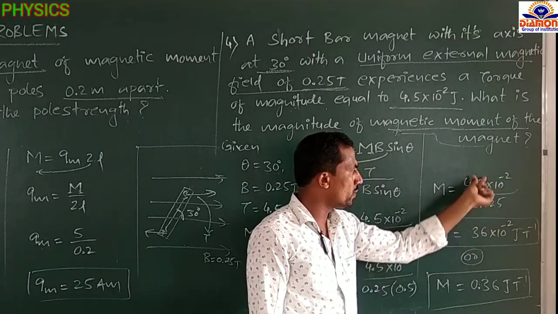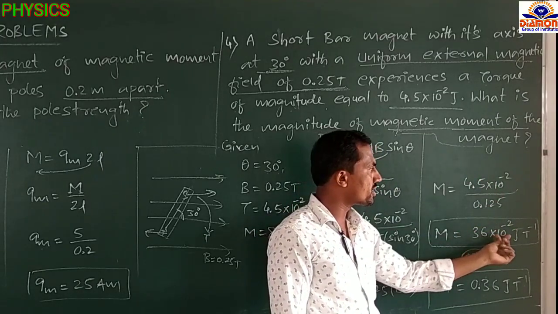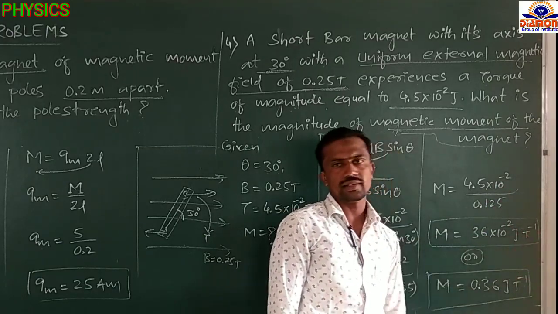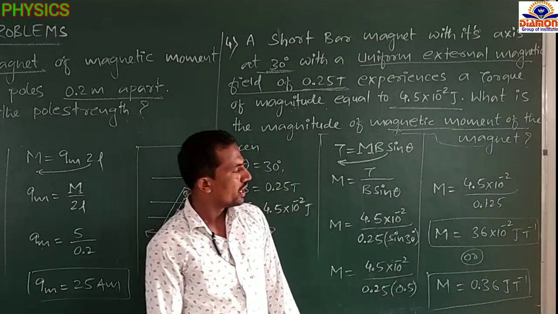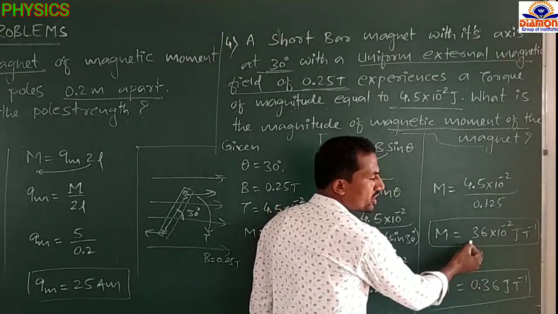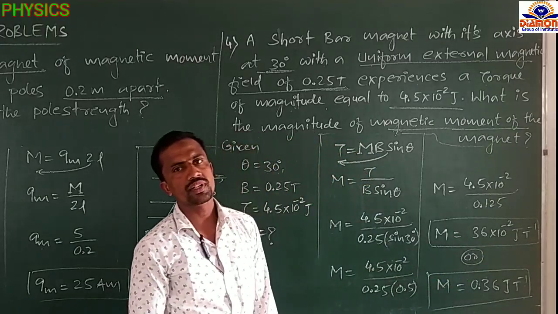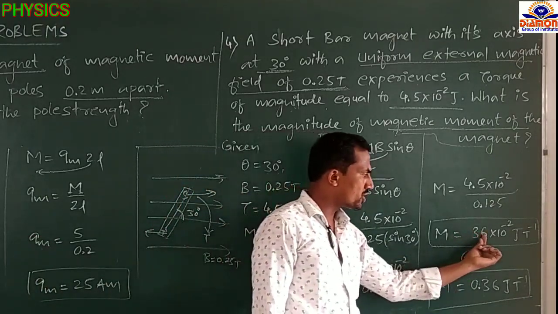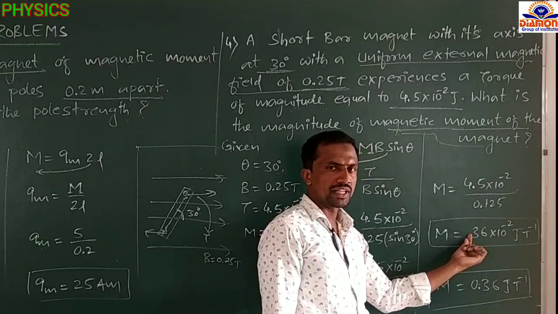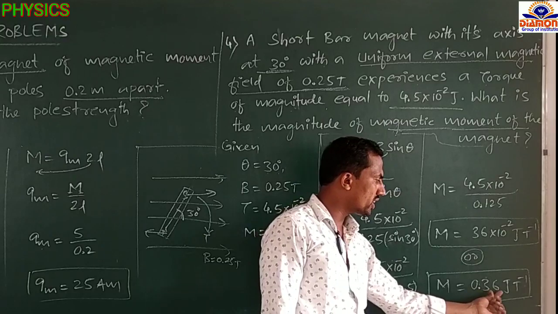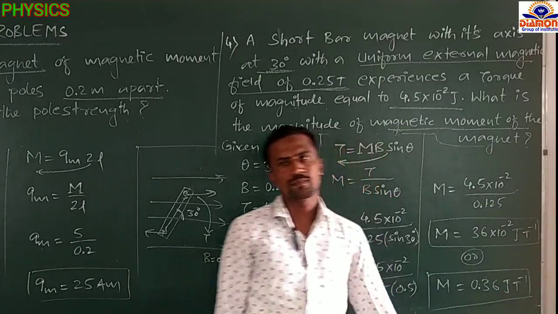If we divide these two values, then we get 36 into 10 to the power of minus 2 joules per Tesla. If we are taking the point backside, 2 digits backside, means positive power increases. How many digits are we taking? 1, 2, plus 2. Plus 2 and minus 2 get cancelled. Then we get 0.36 joules per Tesla.